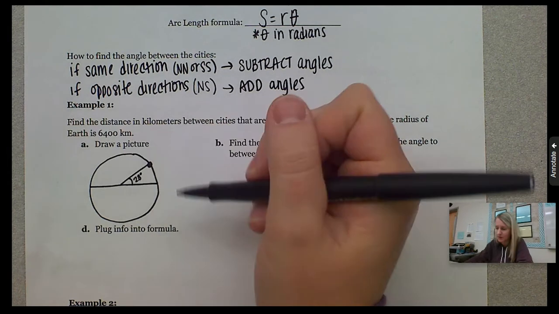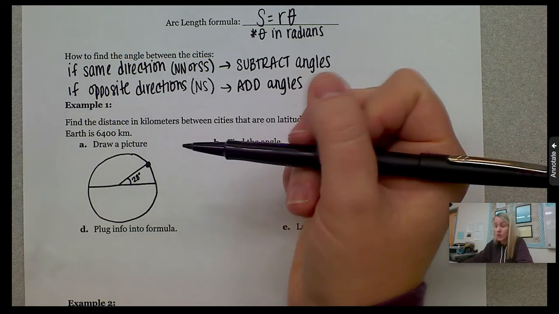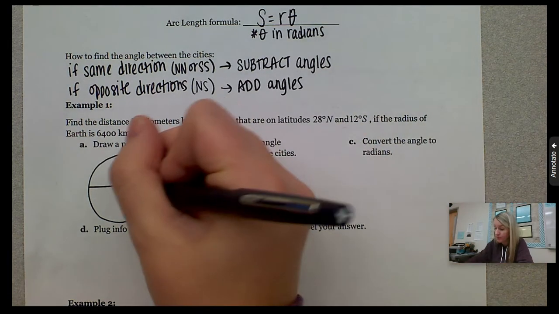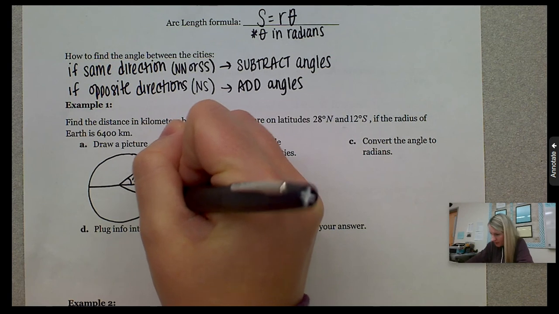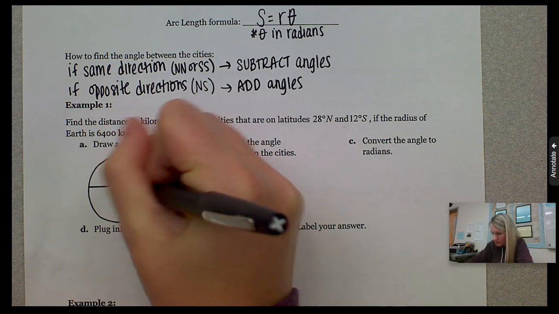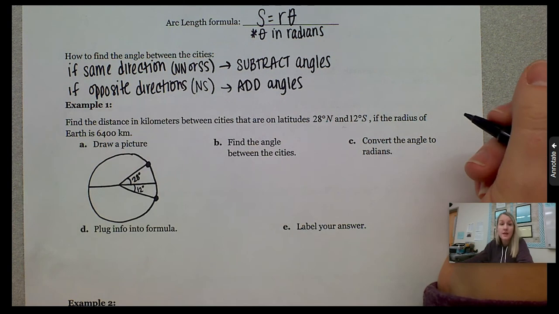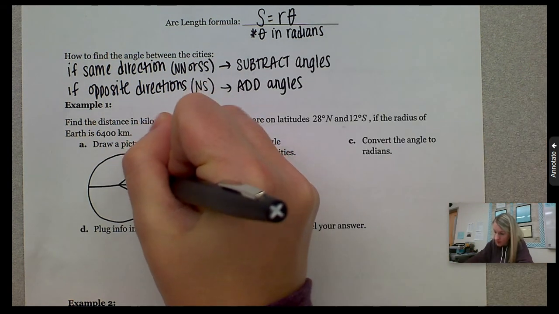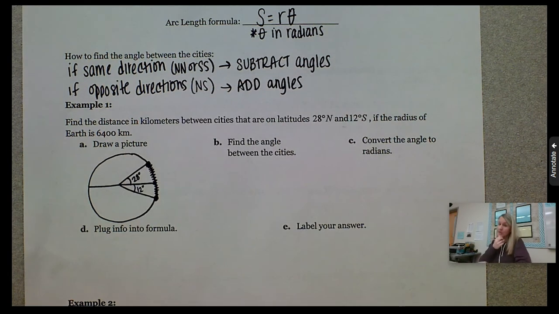Our cities are on the circumference of the earth. So that would be that city. The other one is at 12 degrees south. So from the equator, 12 degrees, we'll say is about right there. Remember, all of our measurements are done from that middle point of the equator. And then our main goal is to find this distance. Because once again, the earth is not flat, right? The earth is curved. So this is why we need to use that arc length formula.